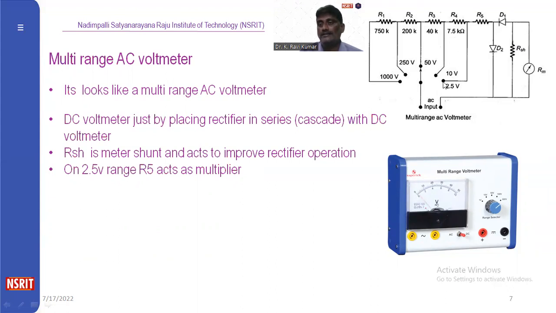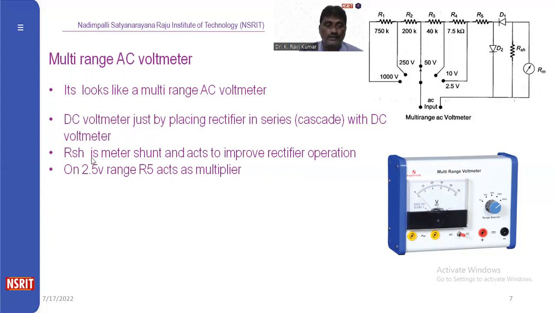Suppose we want to calculate the reading between 0 to 2.5 volt, the switch should be connected to the 2.5 volt range. Then this R5 decides the value of the range of the voltmeter. Suppose we want to design 0 to 10 volt, then this switch is connected to this point. Then R4 and R5 decide the range of the value of that voltage. And if you connect this switch to 50 volt, R3, R4 and R5 will be the deciding factors.